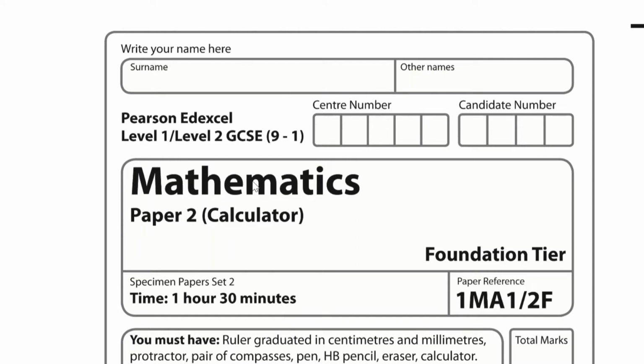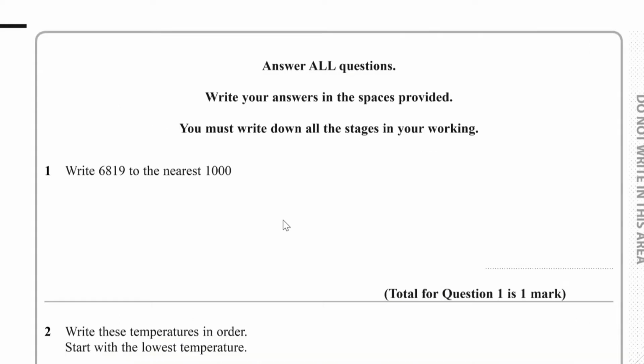This is the Edexcel GCSE 9-1 Maths Foundation Paper 2, which is a calculator paper, and it's from the Specimen Set 2 papers. Question number 1. We have to write 6,819 to the nearest 1,000.